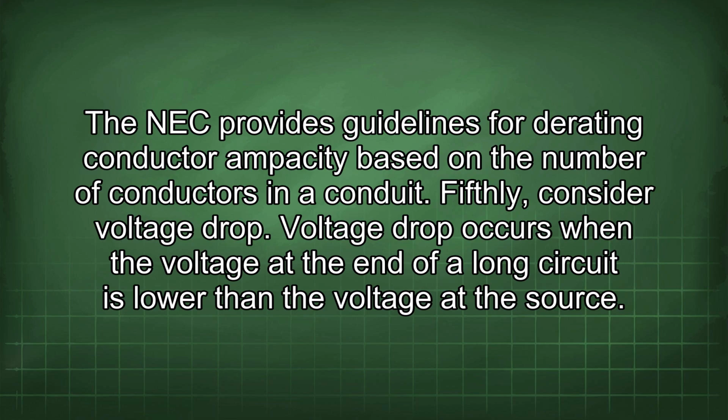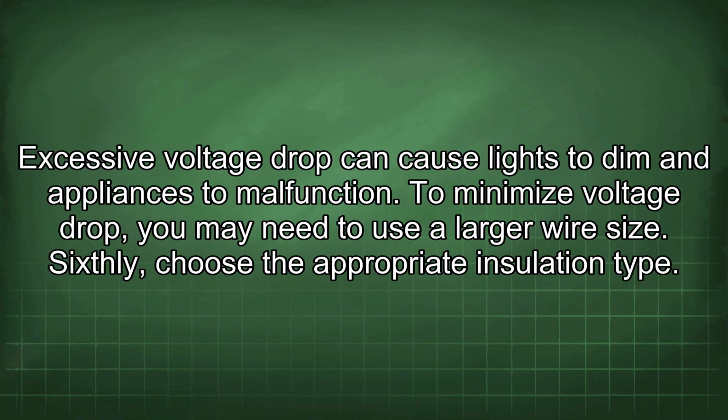Fifthly, consider voltage drop. Voltage drop occurs when the voltage at the end of a long circuit is lower than the voltage at the source. Excessive voltage drop can cause lights to dim and appliances to malfunction. To minimize voltage drop, you may need to use a larger wire size.